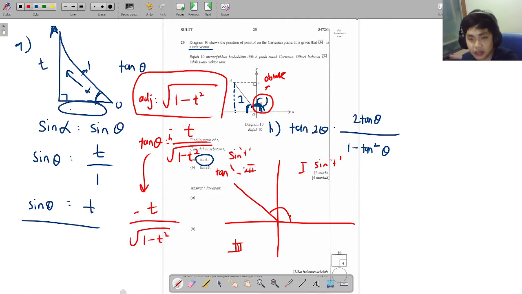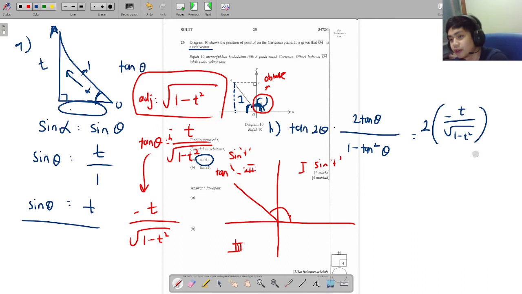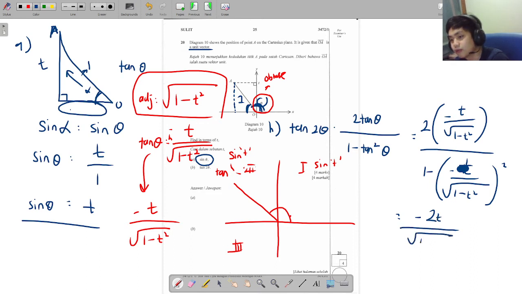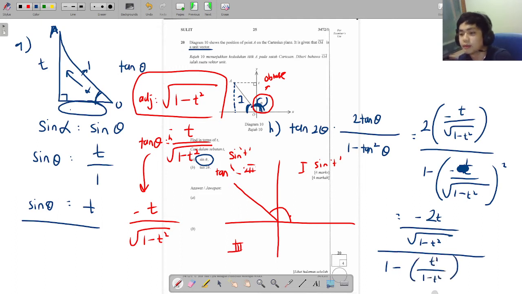So we have to be very careful which quadrant we are in so that we know the value of the trigonometric function. So from here, we have 2 tangent theta, which is negative t over square root of 1 minus t square, over 1 minus negative t over, oh wow, that's 1 minus t square, all squared. So when we multiply, here is negative 2t over square root of 1 minus t square, and this is 1 minus, so I square the whole thing, it will be t square over 1 minus t square when you square on top and bottom. I don't have enough space, so I'll erase the front part here.